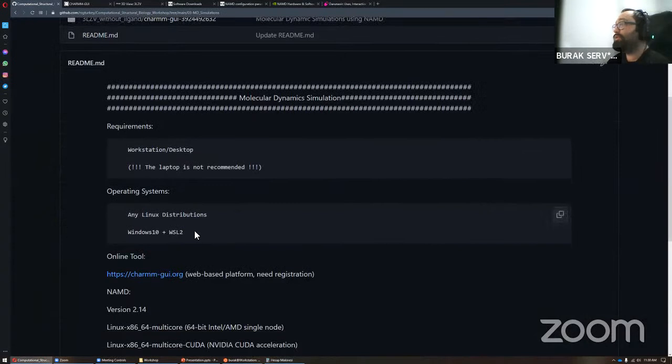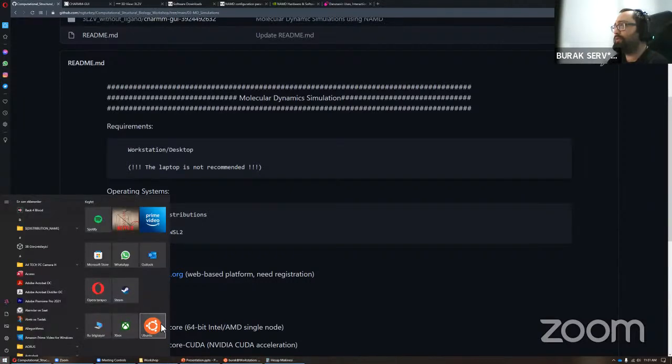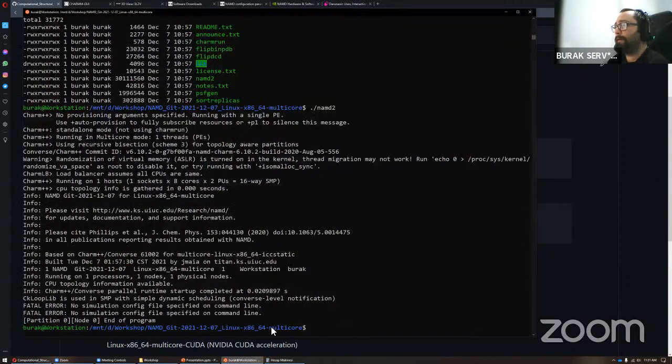Now you should activate WSL2. So when you type Google WSL2, you can find a lot of options for how we can activate WSL2. But I checked how we can use NAMD2 on Windows 10, but it's not working very well. So I installed the Ubuntu part, so we can use NAMD with this method on Windows 10.